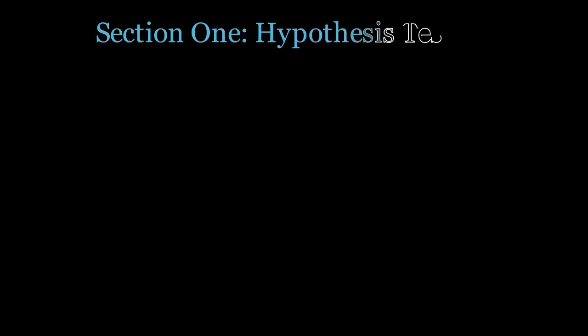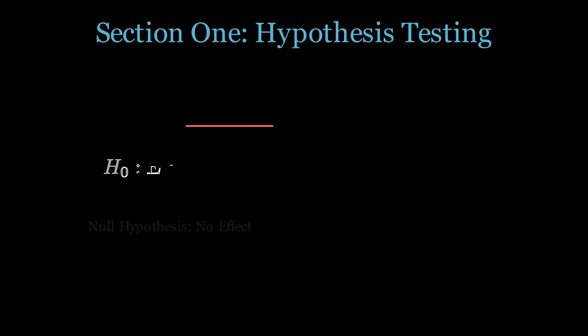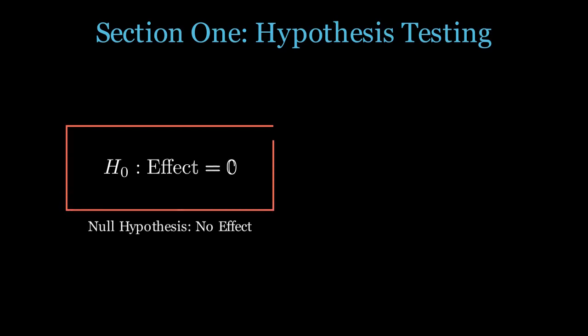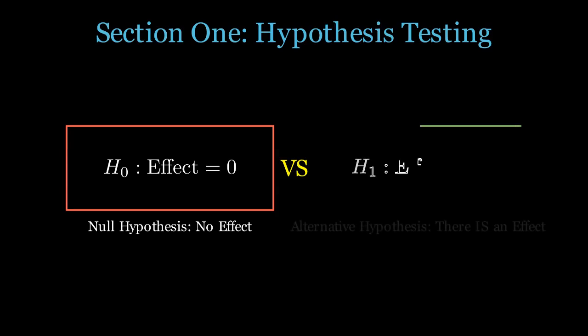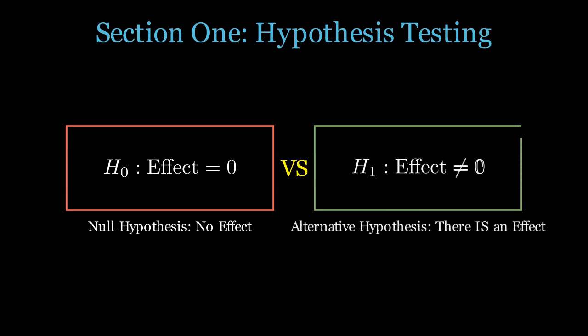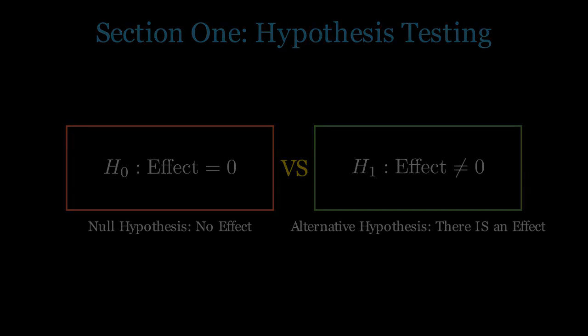Section 1. The foundation of hypothesis testing. To understand this, we must revisit the null hypothesis, H0, and the alternative hypothesis, H1. Usually, H0 claims there is no effect, while H1 claims there is. Statistical significance is our measure of how confident we are that the effect we see isn't just a lucky coincidence or random noise.